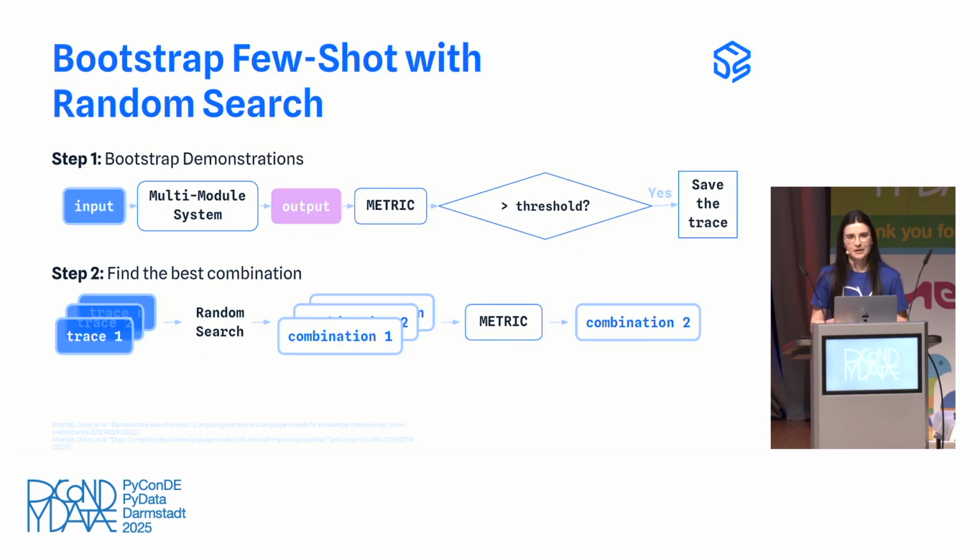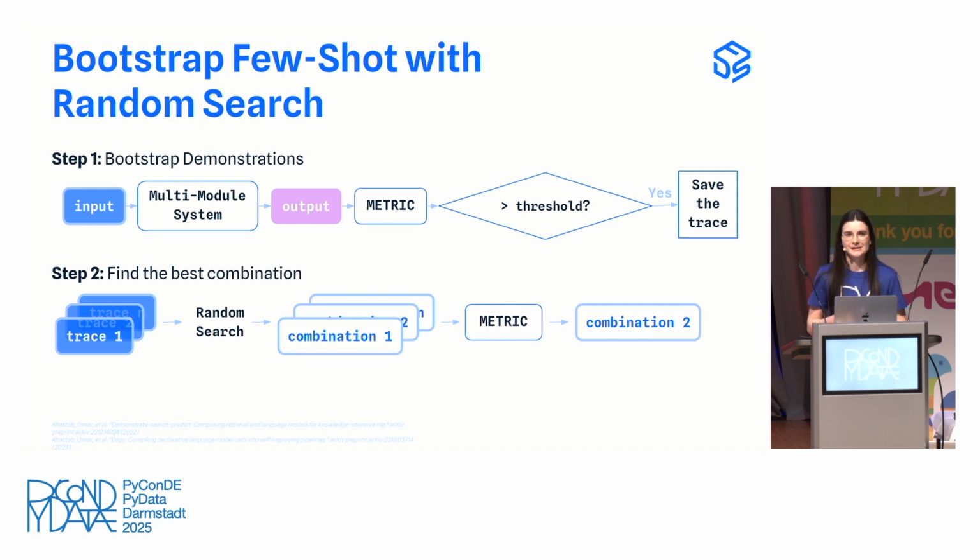Let's now look at another method for prompt optimization, which is called bootstrap few-shot with random search. It's based on the idea of bootstrap few-shot, but it takes it one step further by actively searching for the best performing combinations of demonstrations. Let's go through how it works.